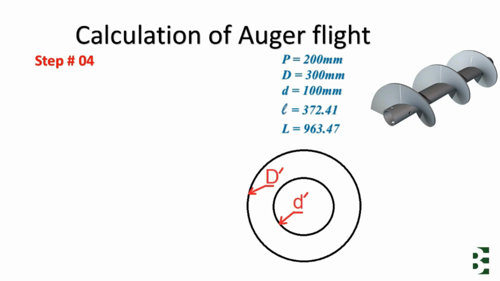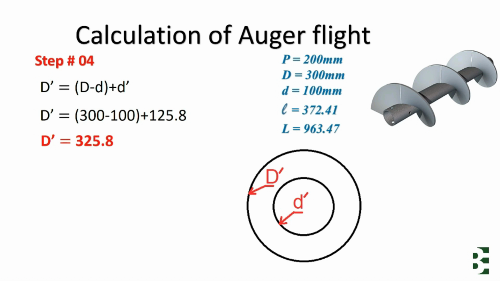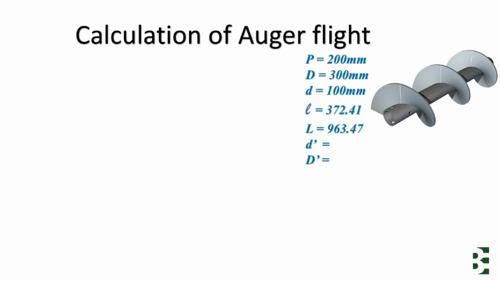In step 4 we will calculate the bigger dia for development. We have a formula, and we will put all the values and the result in front of you. And in blue we will put all the values we have previously calculated. These are all the values, and now we will calculate the degree, the cutting degree.